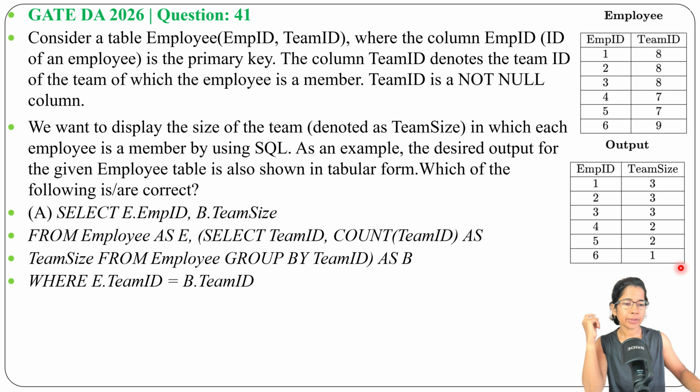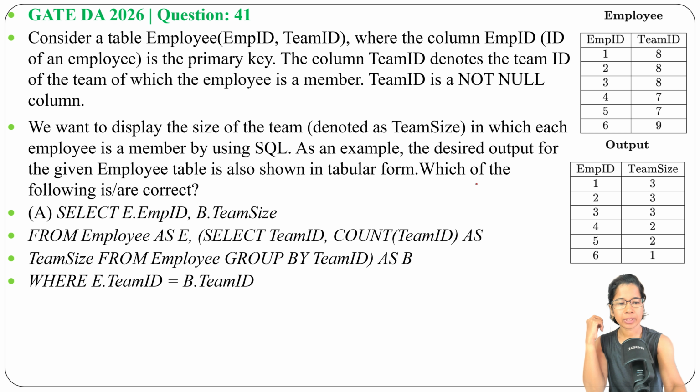This is the output. Output should come like this: employee ID and team size. And 4 options are given. We need to check which option will give this output. Now option A: select E.employee ID, B.team size from employee as A, there is an inner query. First we'll execute the inner query. Select team ID, count(team ID) as team size.